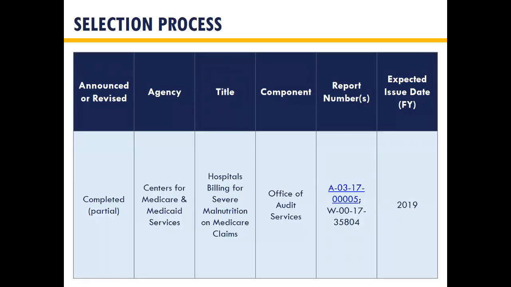This is exactly what it will look like when you pull it up. So you can see in the center, that's the severe malnutrition. And then there's a hyperlink that you can click on, and that's what got to the screen that I just showed you. You can see over here that it says it's partially completed, and the expected issue date is 2019. But again, if I was a betting woman, I would say that this is going to keep going on, as it appears severe malnutrition is always a hot topic for the OIG.